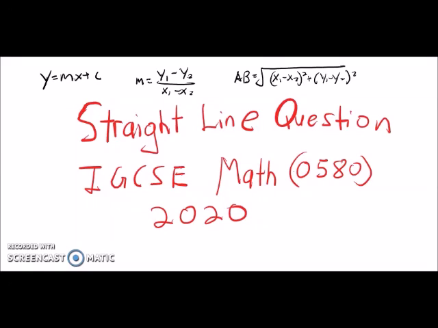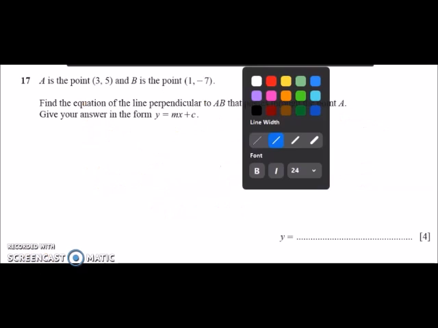Hello there. In this video I'm going to explain straight line questions for IGCSE mathematics. The code is 0580. The year is 2020. We'll be going through the question paper for IGCSE mathematics for straight line questions.